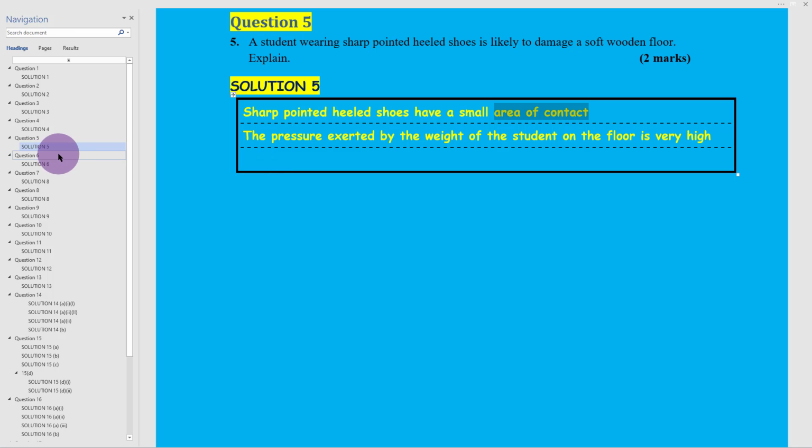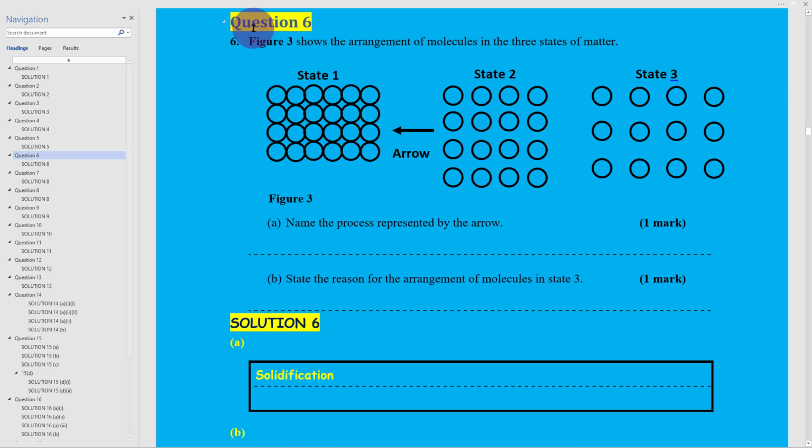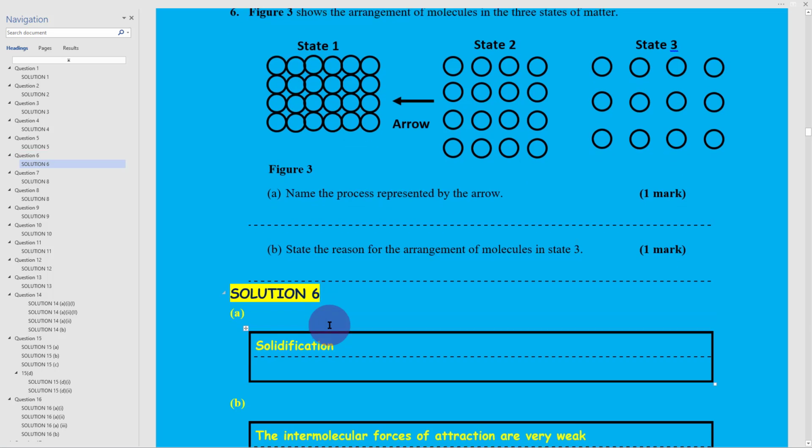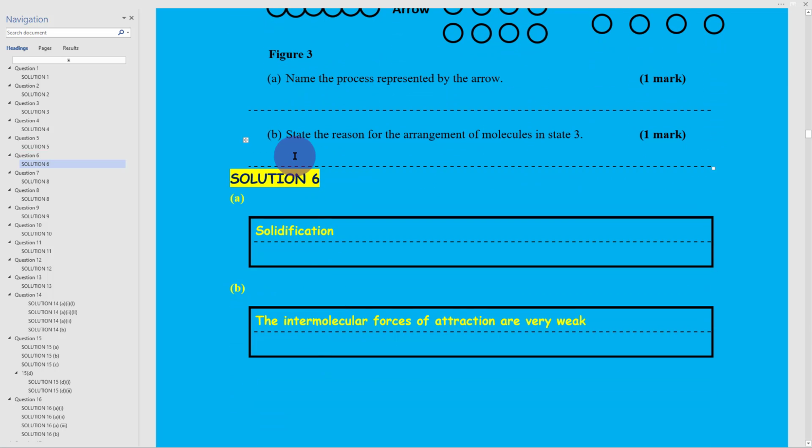Let's look at question number 6. In question 6, we are given that figure 3 shows the arrangement of molecules in the 3 states of matter, and we are asked to name the process represented by the arrow here. And this, of course, is solidification. And in part B, we are asked to state the reason for the arrangement of molecules in state 3.